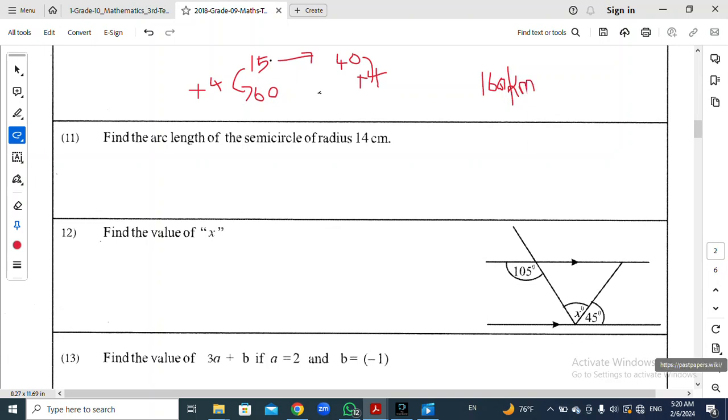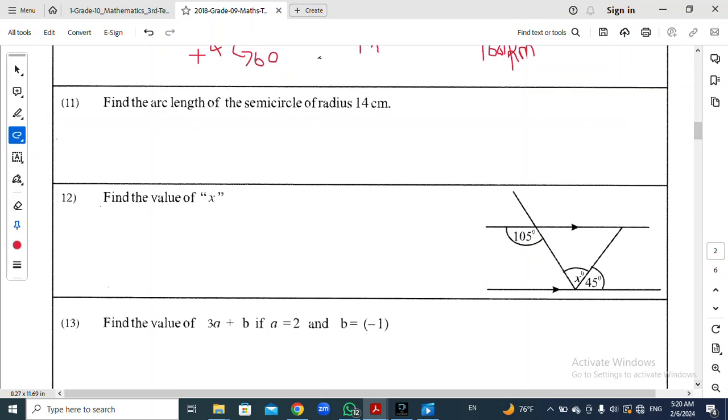Okay, next one, find the arc length of the semicircle of radius 14 centimeter. Okay, they are asking about a semicircle. Semicircle means half of a circle. So you see, when we are finding the arc length, we need to know the formula. So C is equal to 2πr. Now here you see this is a half circle, so half of that is only πr.